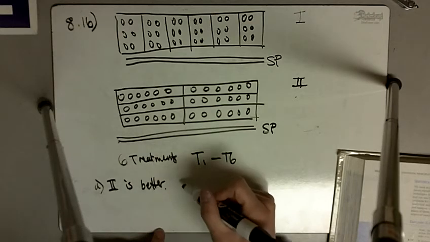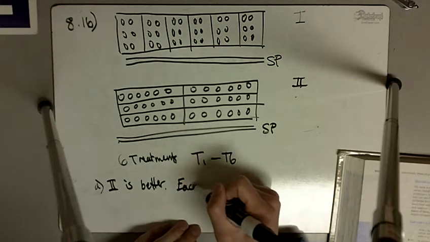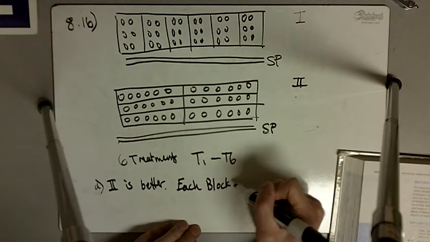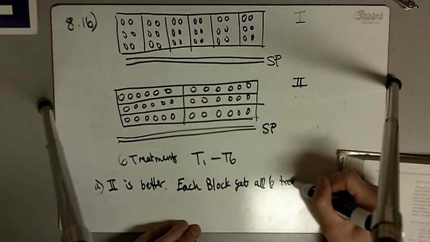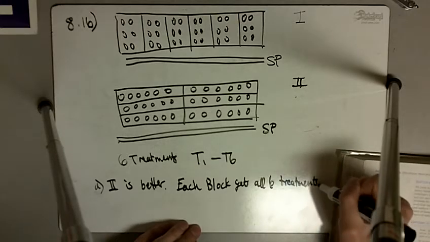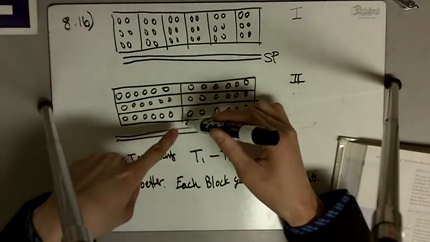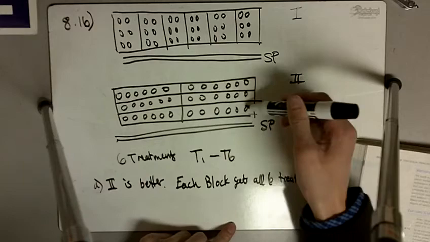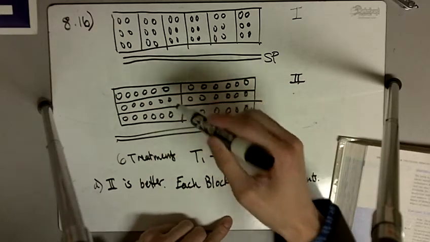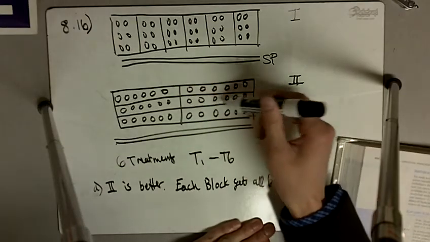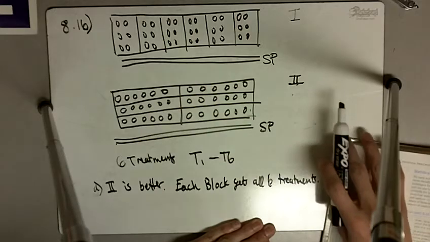So remember, each block gets all 6 treatments, and we randomize the treatments within each block. So in arrangement 2, this block that's close to the steam pipe gets all 6. This block that is close to the steam pipe gets all 6. And this one that's far away from the steam pipe gets all 6, and this one that's far away from the steam pipe also gets all 6.